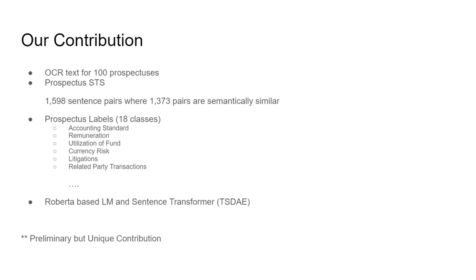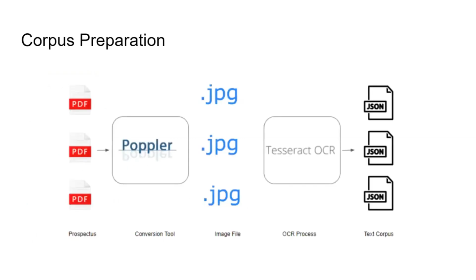Again, this is preliminary, because 18 classes is limiting; practically, a real person sees more than those classes. But still, it's a unique contribution because, as far as we understand, at least in the Indian market, nobody is doing it at this time. There are many people doing it on Wall Street that we know of. So that's our contribution.